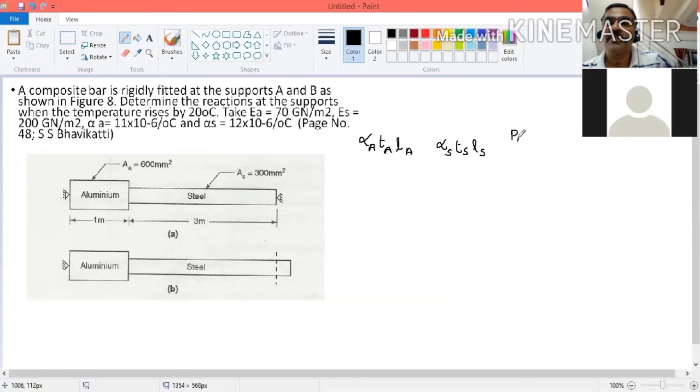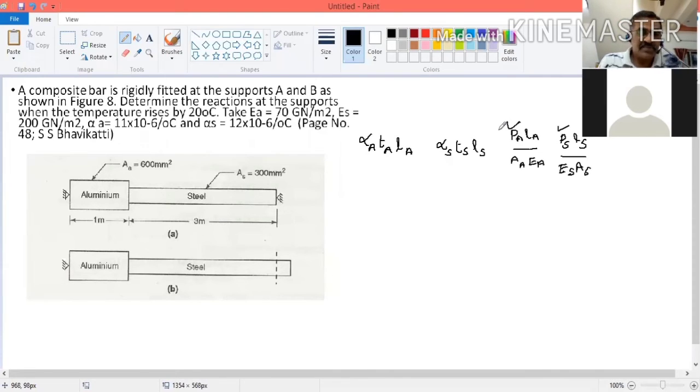That is P A L A divided by A A E A. What is this? When this expansion is converted into load, the load developed in aluminum is P A, and in steel is P S. Is there any relation between P A and P S?